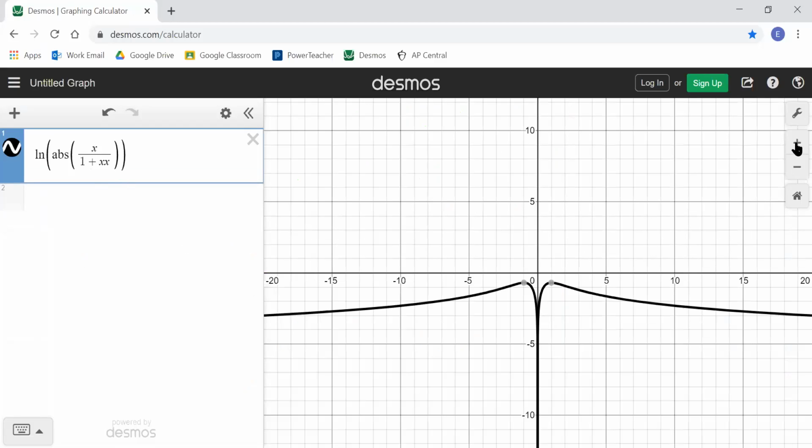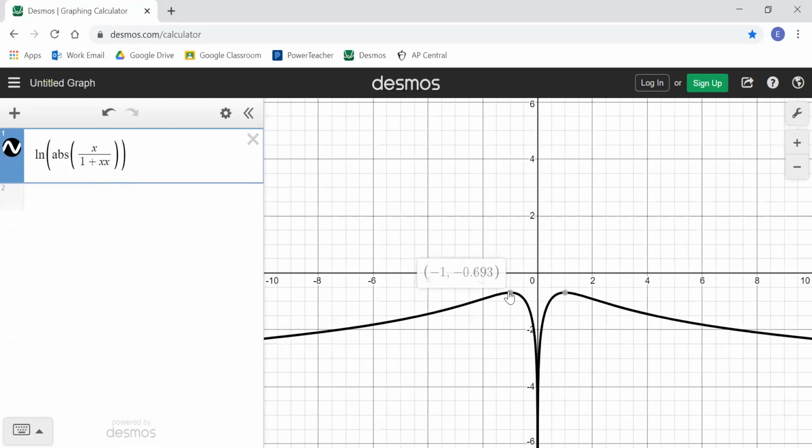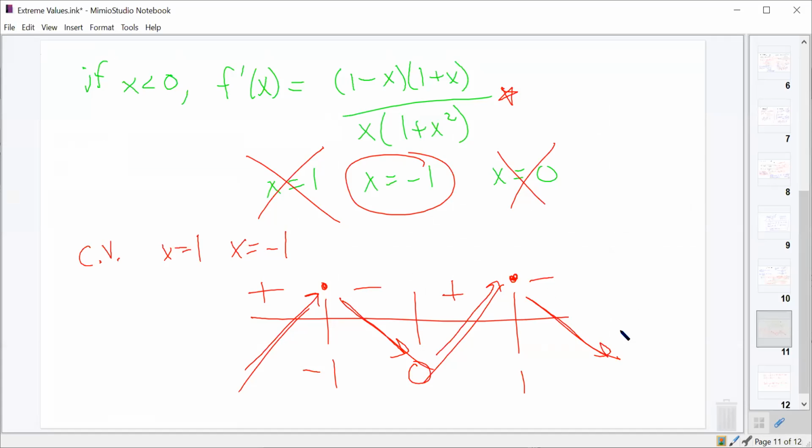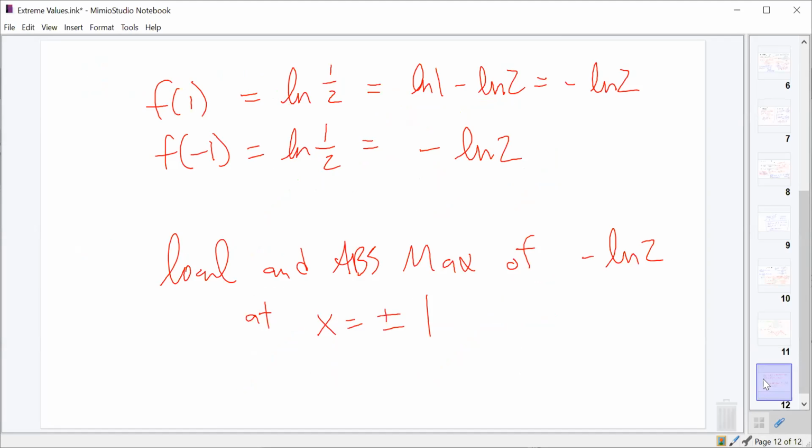And here's our graph, and here is our value at negative 1, negative ln 2, and at 1, negative ln 2. And we are dropping down to a vertical asymptote at x equals 0, and everything on the left and on the right is below those values that we got. Everybody good? Any questions on that, or are we all right? All right, that's it.